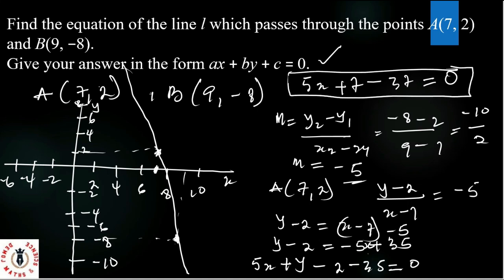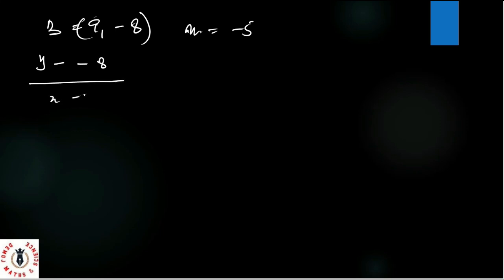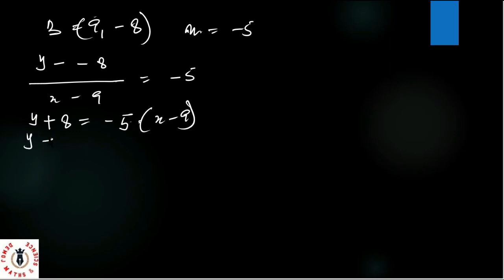I want us to try it using the second point B to show that we get the same answer. My B, remember, is at this point 9 and minus 8, and my m is the same thing as minus 5. So that y minus minus 8 over x minus 9 will be the same thing as minus 5. So this is y plus 8 will be the same thing as minus 5 into x minus 9. Y plus 8 will be the same thing as minus 5x plus 45.